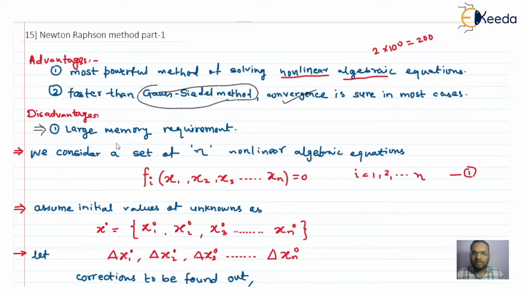Let us now understand what exactly we have to do in the Newton-Raphson method. Initially assume that we have n nonlinear algebraic equations, and those n nonlinear algebraic equations have n number of variables. Let these equations be f of i, a function of these n variables, for i equal to 1 to n.